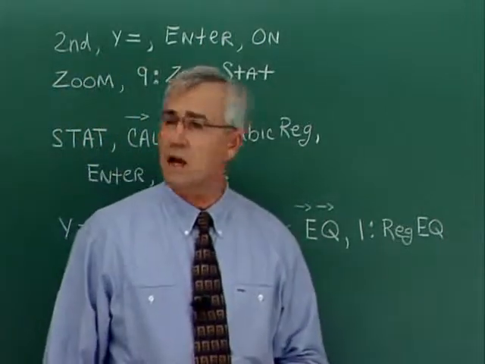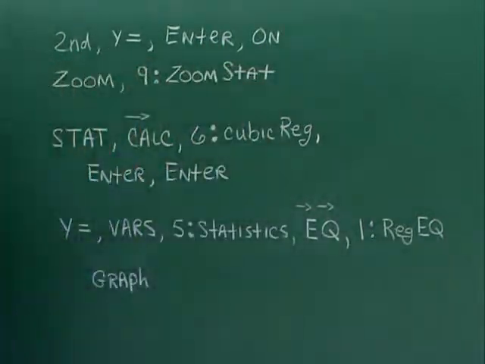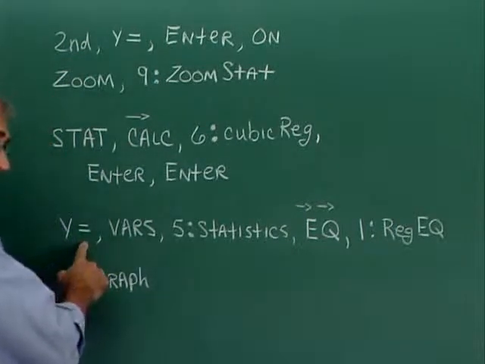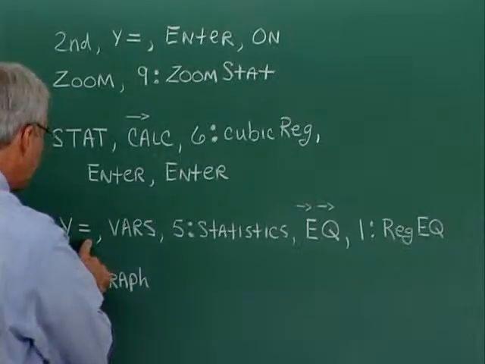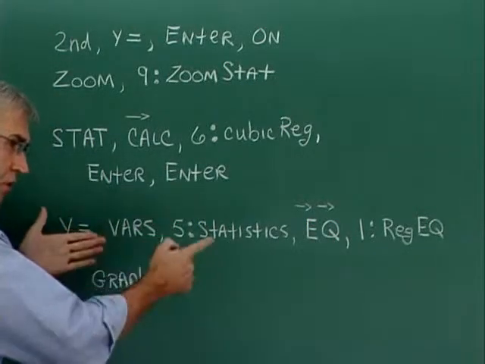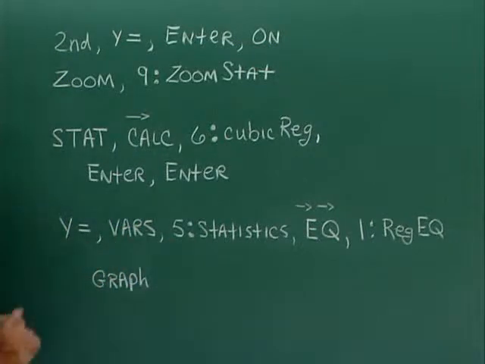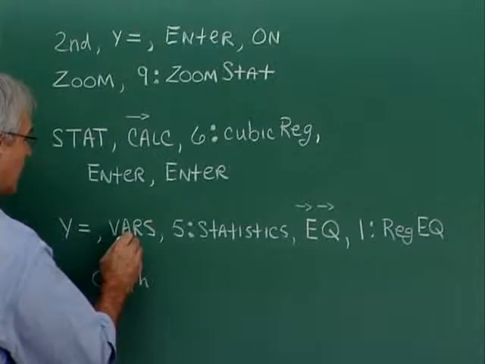But do we want to do that? No, we want the calculator to do that. And here's how we make the calculator do it. We press y equals. Now, when you press y equals, if there are no other functions on board, then the blinking icon is to the right of y1. All right? And with the blinking icon in that spot, press the button marked VARS.